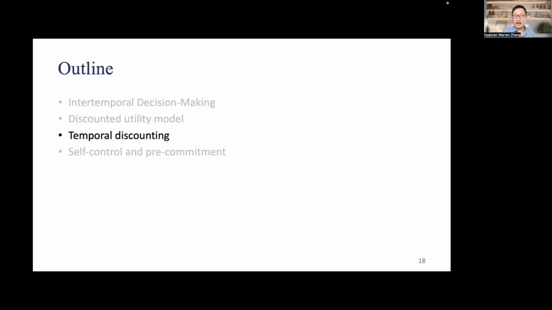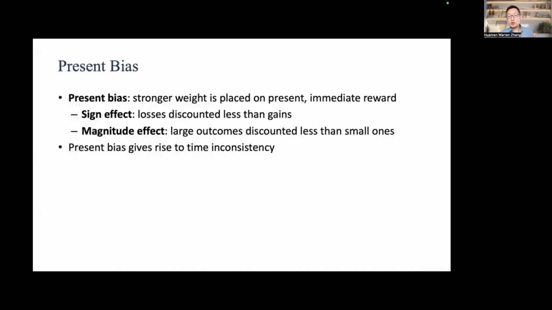So that's our next topic, temporal discounting. What is the actual temporal discounting we observe from people? It's far from exponential discounting. So one important phenomenon related to temporal discounting is present bias, meaning stronger weight is placed on present and immediate reward. Present bias has two related aspects.